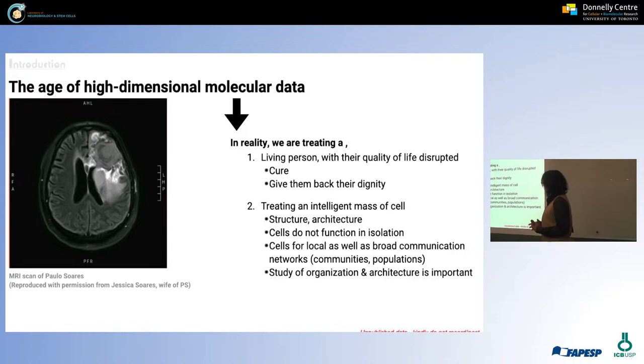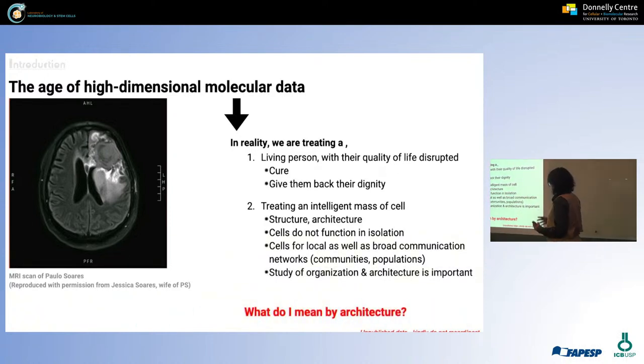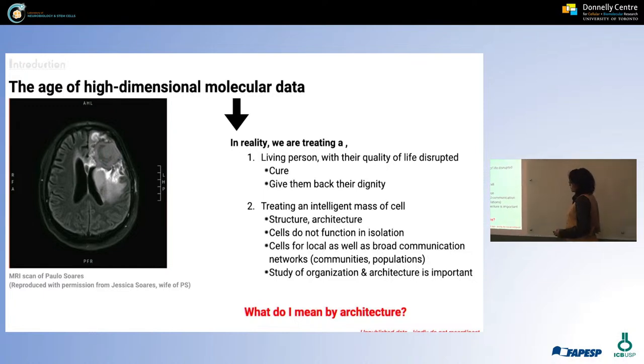And you have all these communities and populations that we find in our normal organs that exist in tumors as well. And if we study the organization and architecture, I believe we can complement the molecular data that we have. And I'll explain a bit more why I feel that this architectural concept is important. But first, I would like to go a bit in depth as to what I mean by architecture.